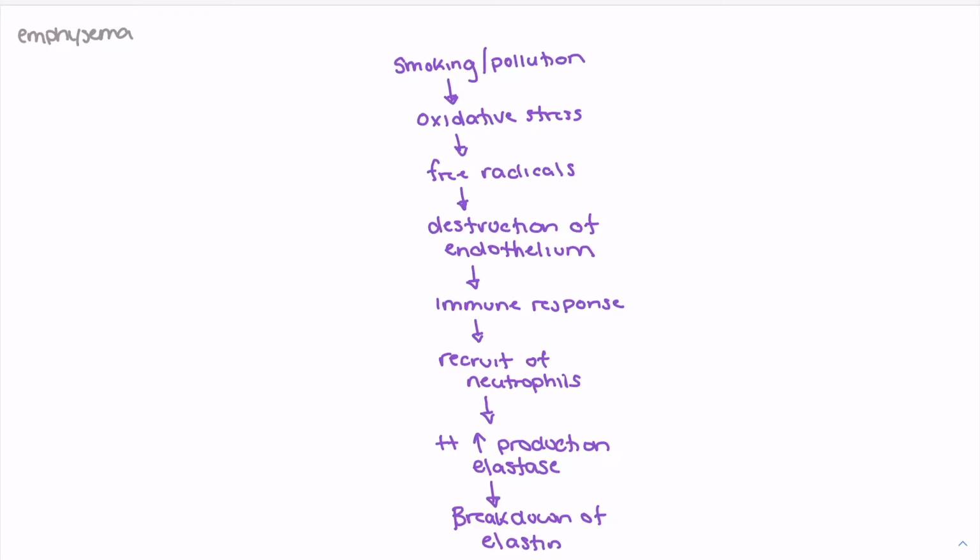Again, elastin is going to be important because it plays a role in bronchial tethering. It provides a role in alveolar recoil. So without it, those two things can't happen appropriately.